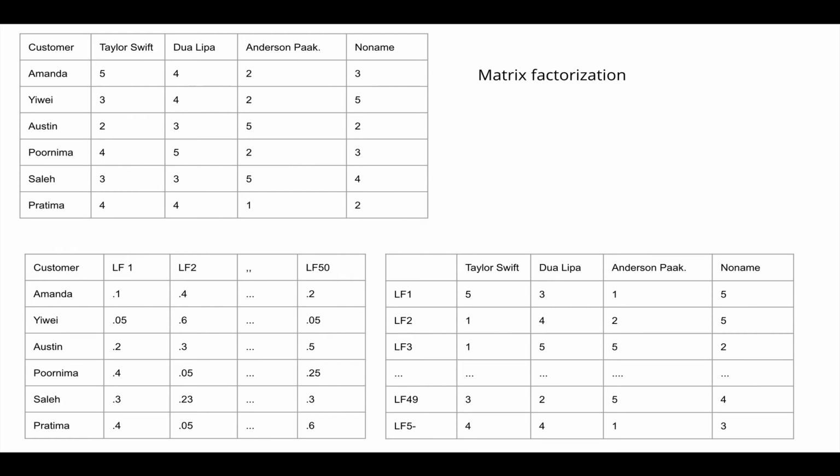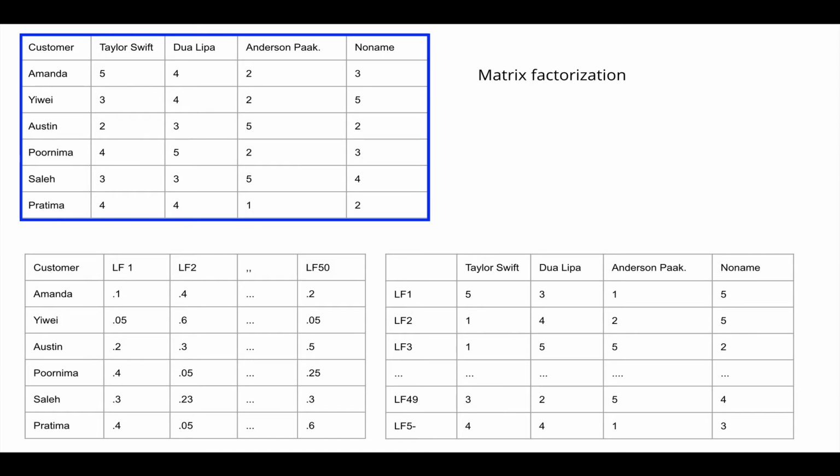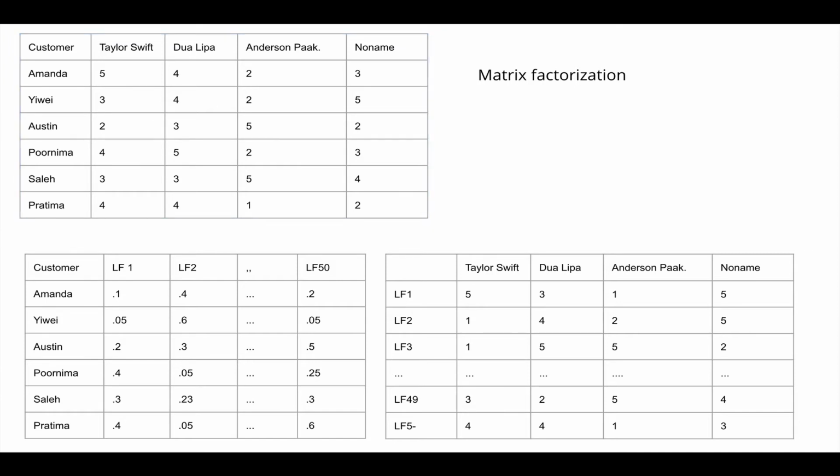So what's amazing about matrix factorization, something that kind of blows my mind, is that it can take one matrix, the matrix that's shown on the top, of the ratings different customers have for different artists, and from that, it can infer or determine two different matrices.